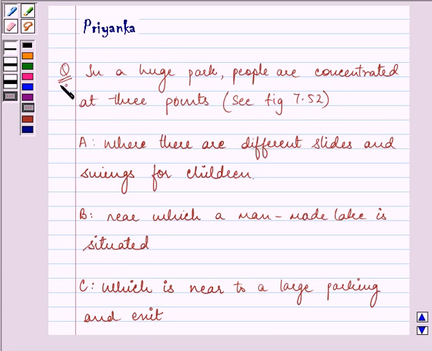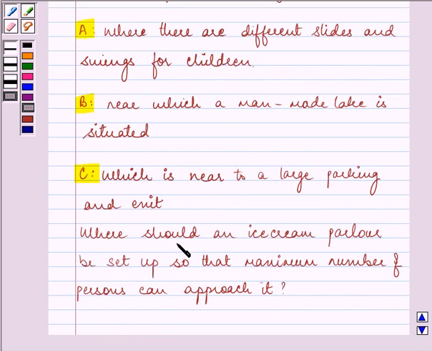My name is Priyanka, and the question to be discussed says, in a huge park, people are concentrated at three points, A, B, and C. A, where there are different slides and swings for children. B, near which a man-made lake is situated. And C, which is near to a large parking and exit. Where should an ice cream parlor be set up so that the maximum number of persons can approach it?